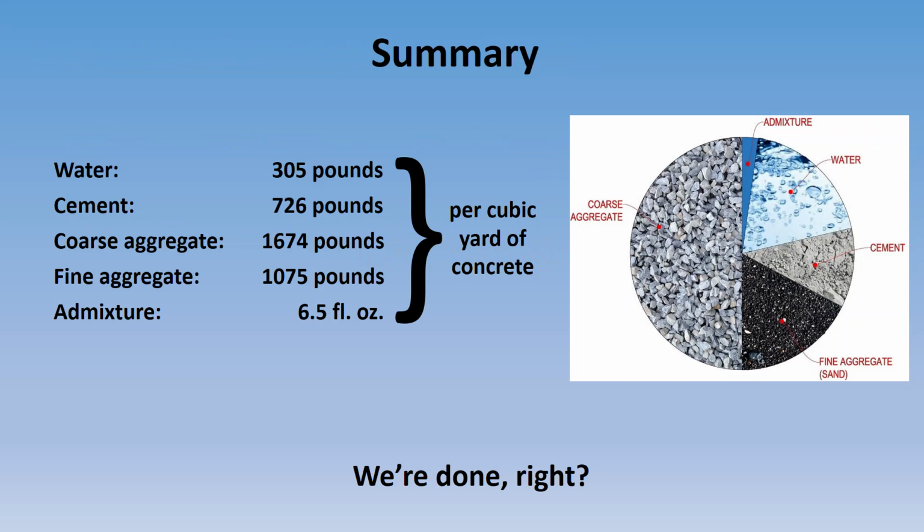So the summary now is 305 pounds of water, 726 pounds of cement, 1,674 pounds of coarse aggregate, 1,075 pounds of fine aggregate, and 6.5 fluid ounces of admixture. All of that together will yield 1 cubic yard of concrete.